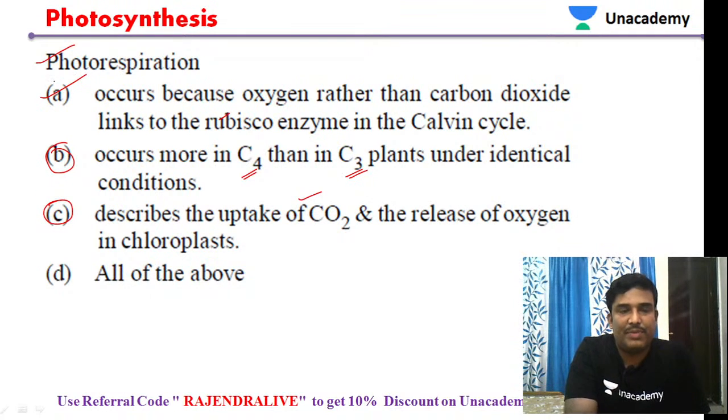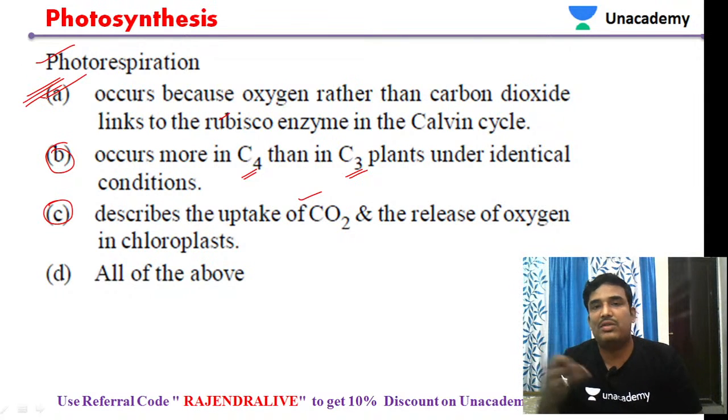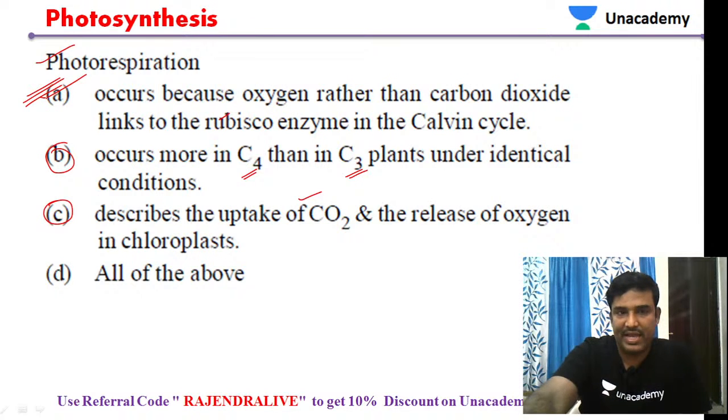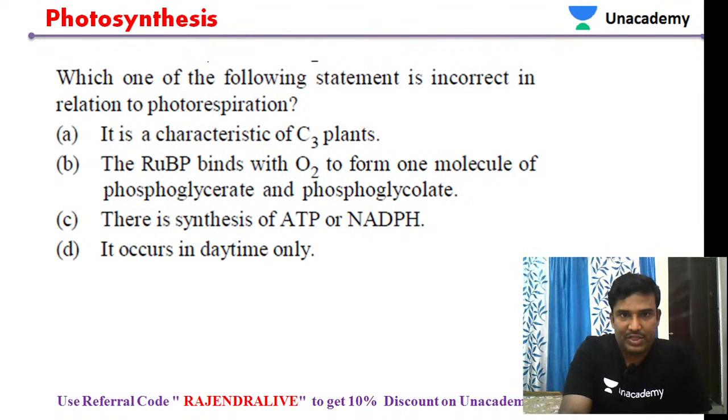So finally, option A will be the answer. Photorespiration occurs because oxygen rather than carbon dioxide links to the Rubisco enzyme in the Calvin cycle. So that will be the right answer. Next question.